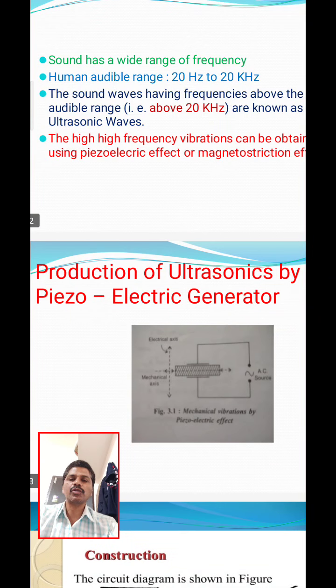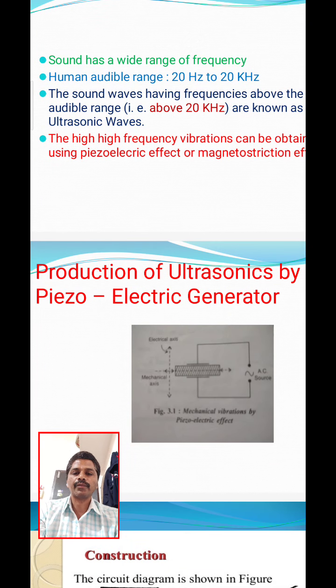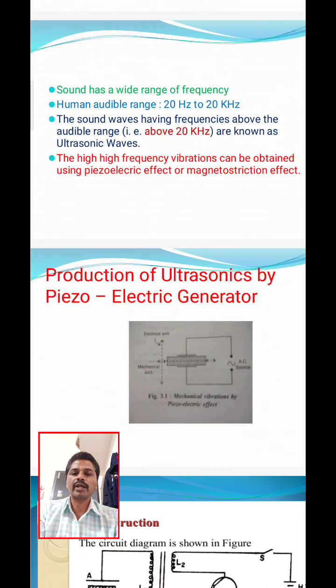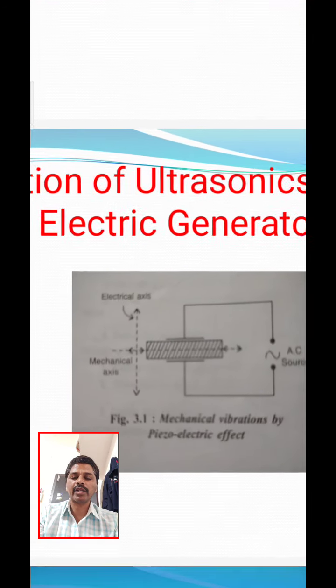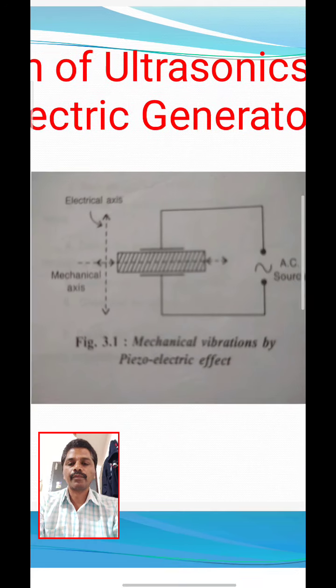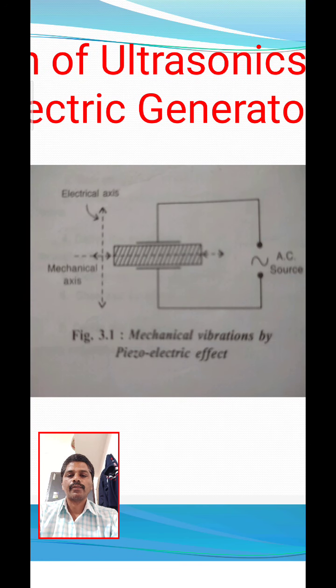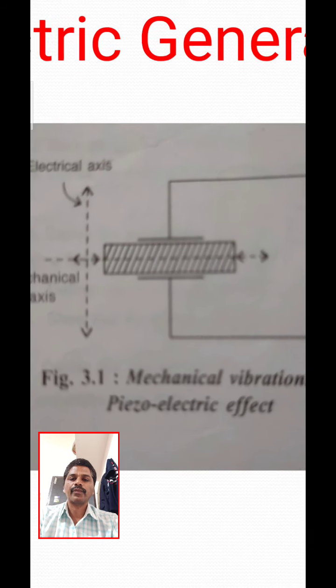Now, how these ultrasonic waves can be produced? The ultrasonic waves can be produced by using piezoelectric generator. And the function of piezoelectric generator is based on piezoelectric effect. Now, what is piezoelectric effect?